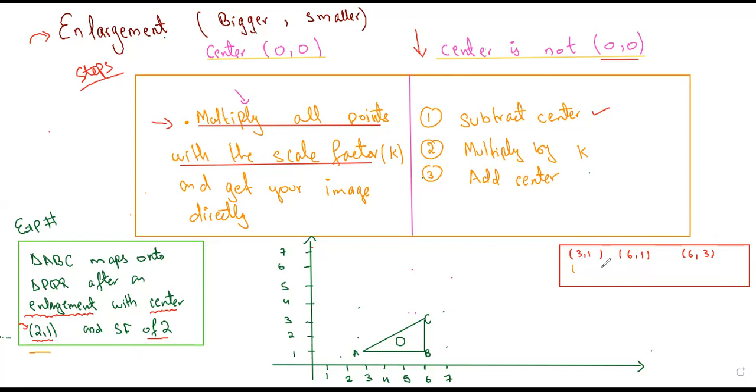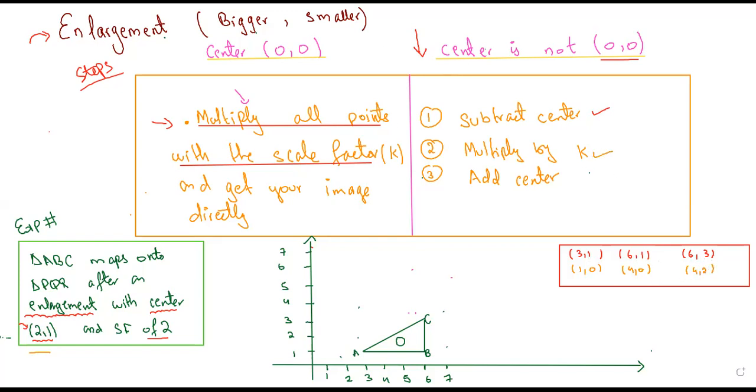So the first would be what? Yes, Saneem? 3, 1 would become what? 1, 0. Very good. And then 6, 1 would become, yes, anyone can tell me, please try participating. This would become 4, 0. And then the last one would be 4, 2. 4, 2. Very good. Okay.